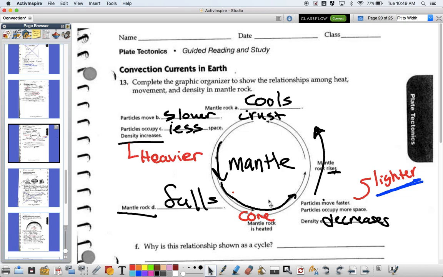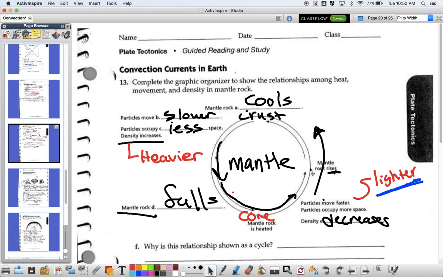The mantle is not completely solid. I mean, it's under a lot of pressure, but it's not completely solid. I would make a comparison to the asphalt that you see being laid down onto roads, like that type of plastic movement, okay? And as the heat from the core heats the mantle up, these particles move faster and the density decreases, causing it to rise.